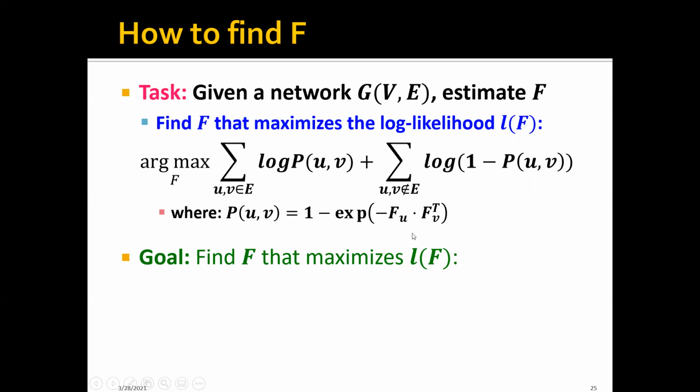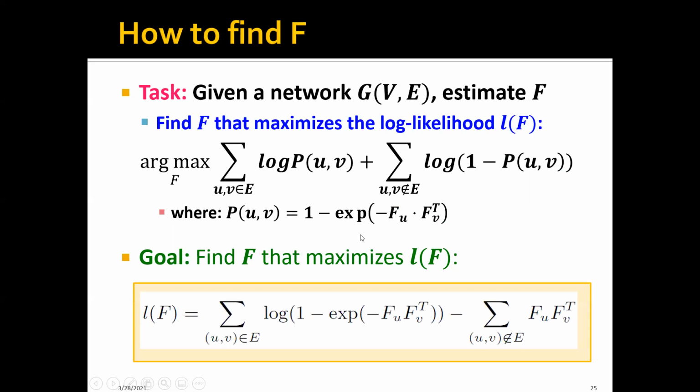So if we substitute this into this log likelihood equation, we get our final objective function. So basically, finally, we will try to find a matrix F that would maximize this objective function here. So basically, for each pair of nodes where there exists an edge, we will have one term here, which is the log of 1 minus the exponential of minus the inner product. And for every pair of nodes that do not have an edge, we will have another term here, which is just the inner product.